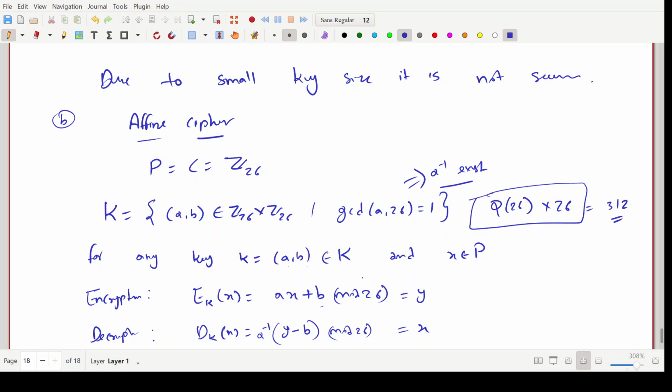So again exhaustive key search, that is called brute force attack, is possible. Exhaustive key search, which is also called brute force attack. Brute force attack means what? We are going to check one by one all the possible values of K from 0 to 312, and that is again easy because 312 is not a big number nowadays.